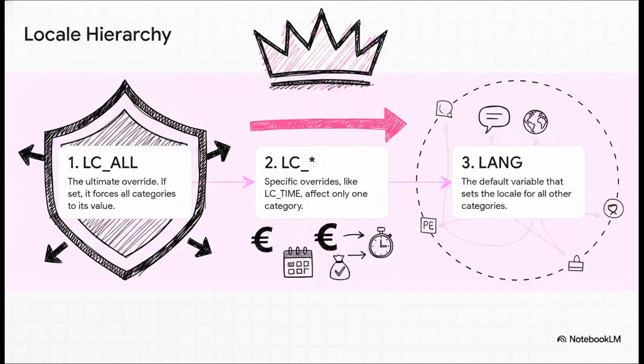Okay, and here's a super important point. There's a hierarchy to how these variables work. At the bottom, you have LANG, which is your general catch-all default. But you can get more specific. Let's say you want your system in English, but you need to see currency in euros. You can just set LC_MONETARY. The specific LC variables will always override LANG. And then there's LC_ALL. That's the boss. If you set LC_ALL, it overrides everything else. It gets the final say, no questions asked.